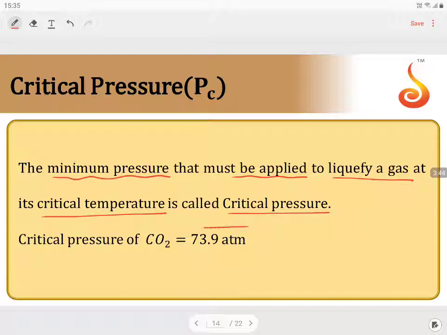The critical pressure for carbon dioxide gas is 73.9 atmospheres. 73.9 atmospheres is the critical pressure of carbon dioxide gas, where the critical temperature is 30.98 degrees centigrade, the critical temperature of carbon dioxide gas.